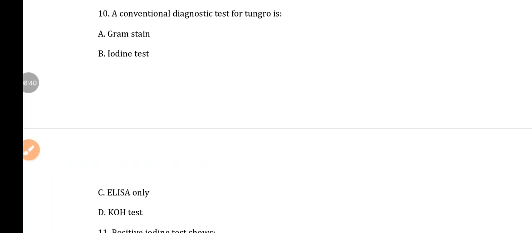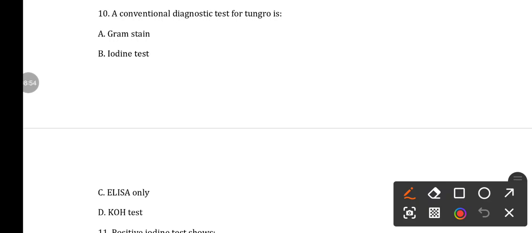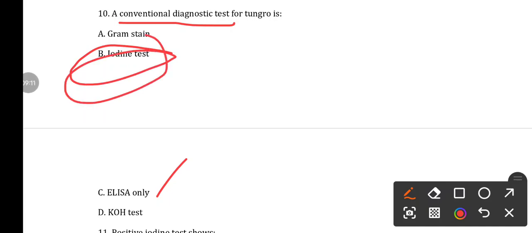A conventional diagnostic test for Rice Tungro disease. Options are option A gram stain, option B iodine test, option C ELISA only, option D KOH. So here they are asking the conventional diagnostic test, not the advanced. If they had asked the advanced test, you could mention ELISA, but here they are asking the conventional diagnostic test for Tungro, that is the iodine test. This is very important. In the morning time the leaf will be clipped and put in the iodine solution.